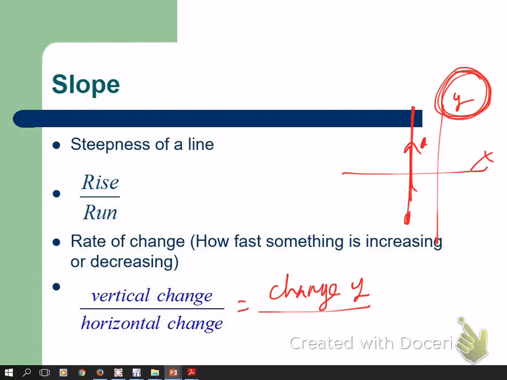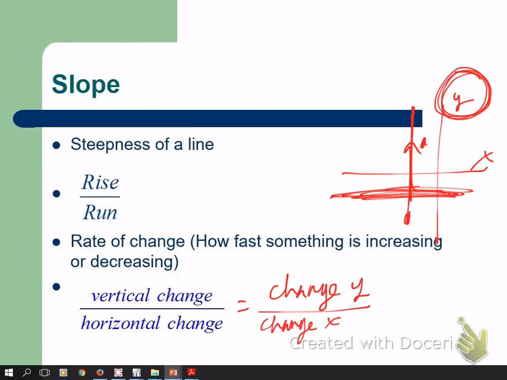And then the horizontal change is what we talk about with run. Horizontal goes this way, and that's our run. It's also in the x direction. It follows the direction of the x-axis. So we're talking about the change in x when we're talking about the horizontal change. And so it's a ratio. We're comparing the vertical change to the horizontal change. How much does a line increase or decrease in the y direction as we increase in the x direction?